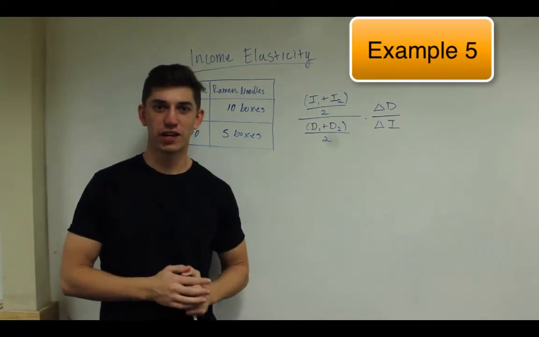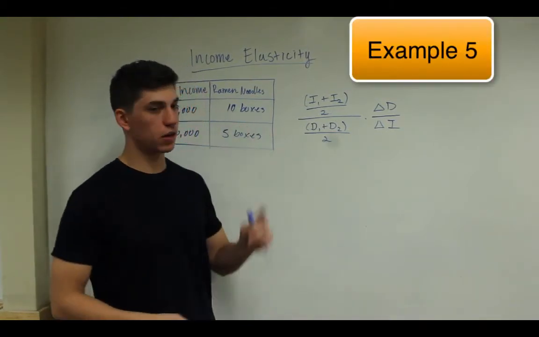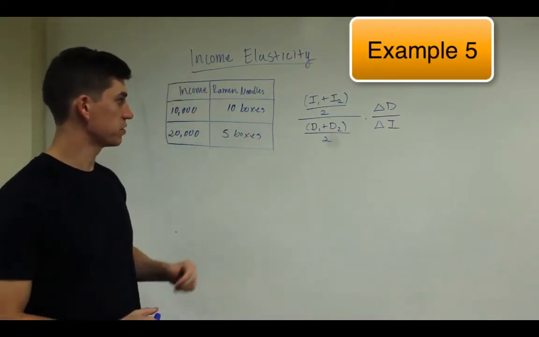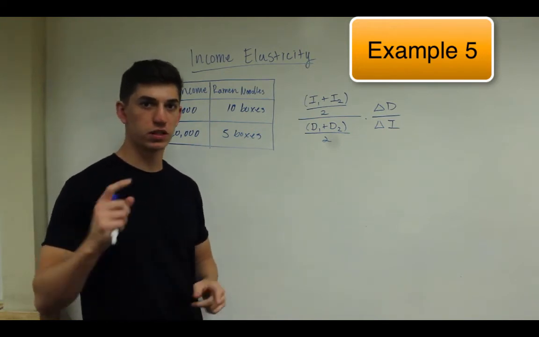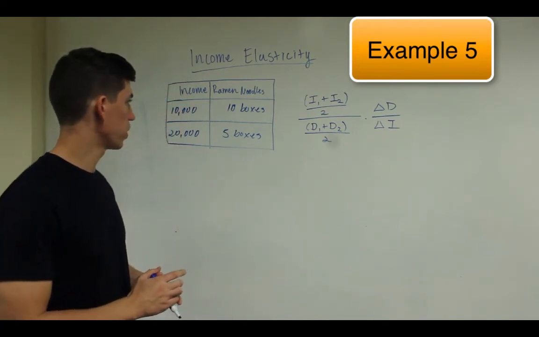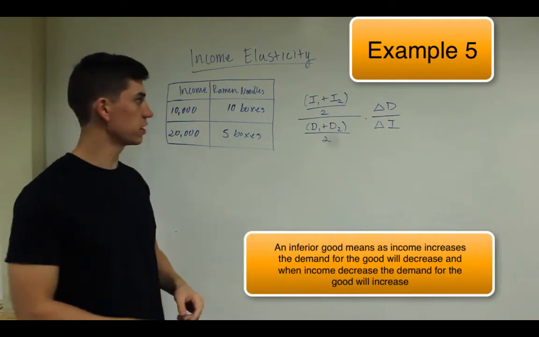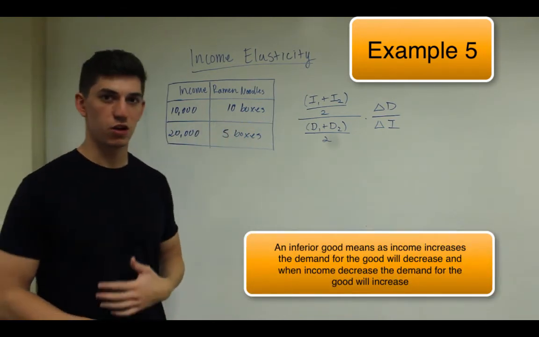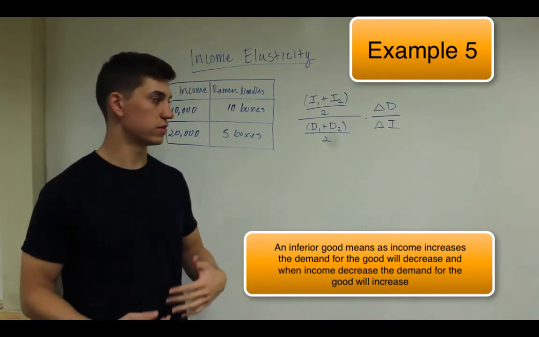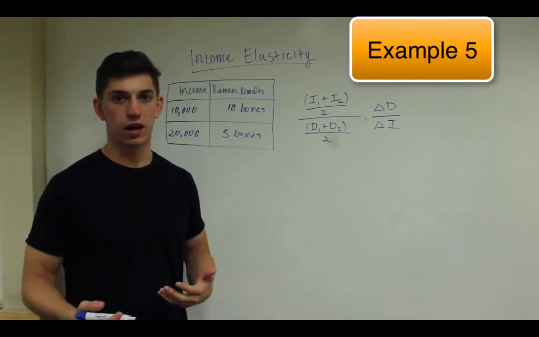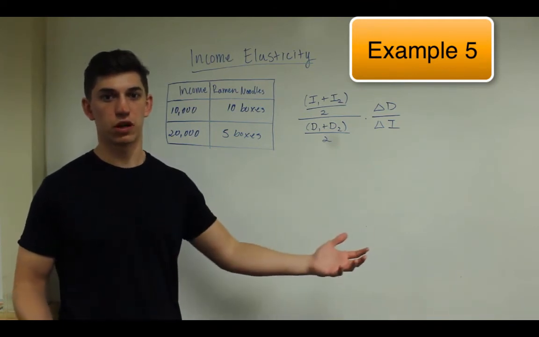Alright, what's up guys, I'm Ryan. I'm going to go over an example now of income elasticity. This time, as you'll see, of an inferior good. So remember, the definition of an inferior good is when income goes up, you consume less of it. Here the example I use is ramen noodles, because ramen noodles might not be your favorite food in the world, and so when you get more money, you'll probably consume less of it and substitute to another good.